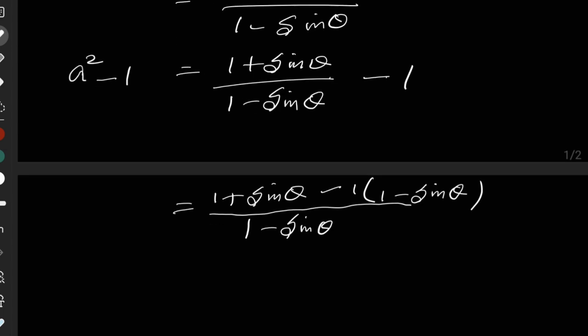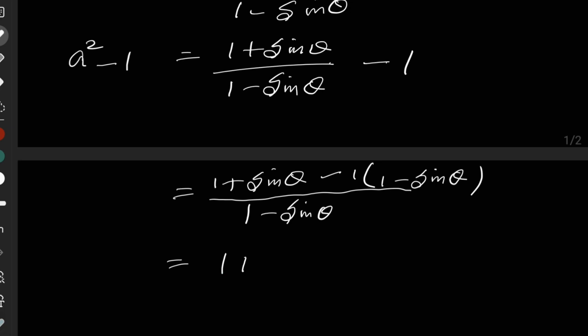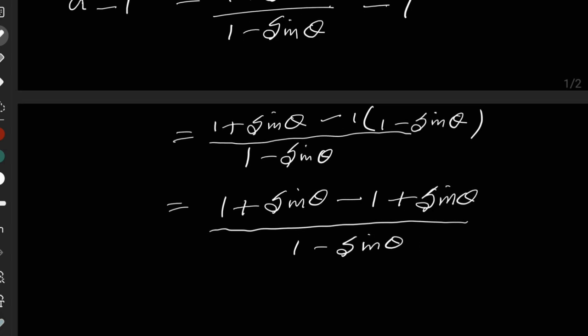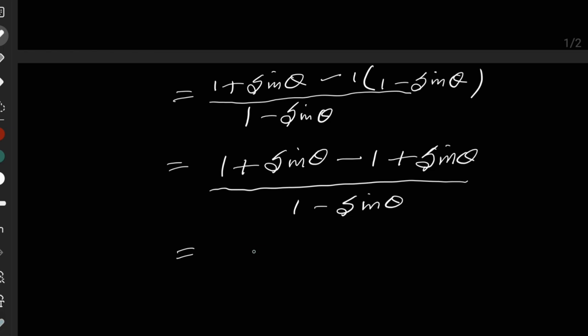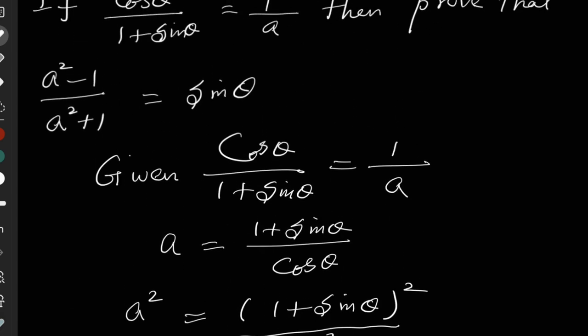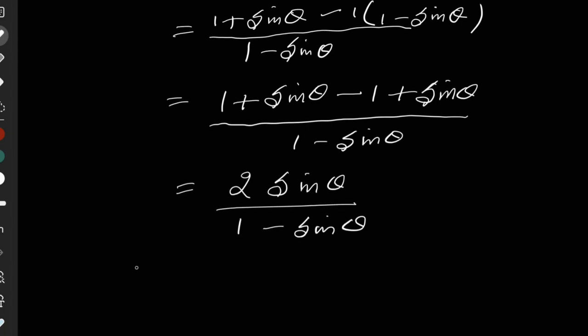So just you multiply this. So remove the bracket, 1 plus sin theta. 1 into 1, 1 minus 1 plus minus into minus plus sin theta divided by 1 minus sin theta. See, plus 1 minus 1 gets cancelled. You will get 2 sin theta by 1 minus sin theta. So just write as it is here this. Next step is denominator a square plus 1. So a squared plus 1.